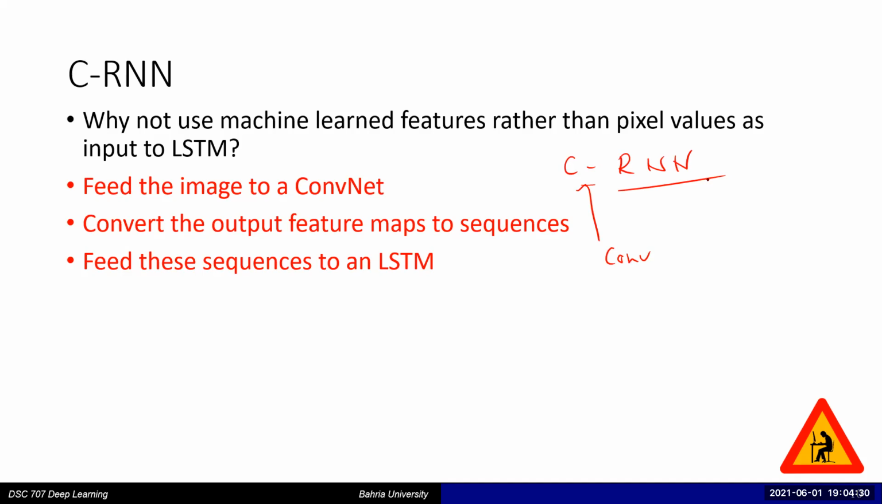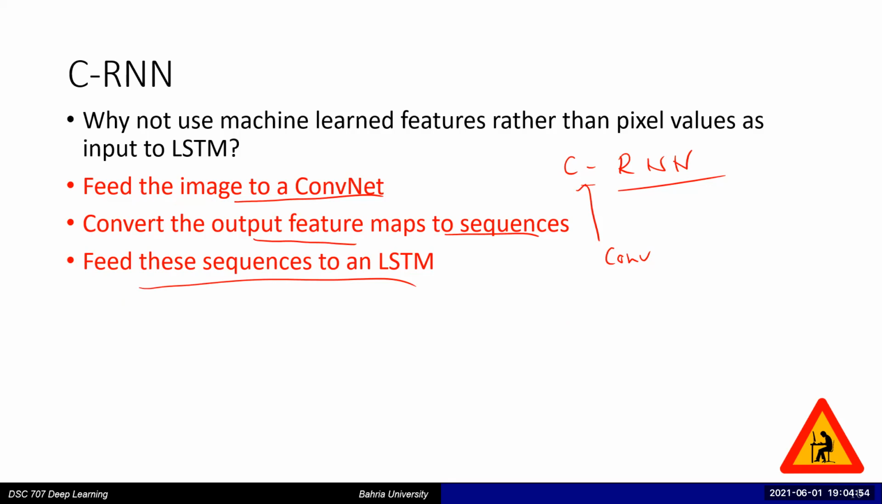So what we do is we feed our image to a CNN. It means pixel values are converted to features. Then we treat those features as a sequence, and we feed that sequence to an LSTM. So you see, it is a very powerful combination where you are combining the powers of a CNN and an RNN, and it is called CRNN.